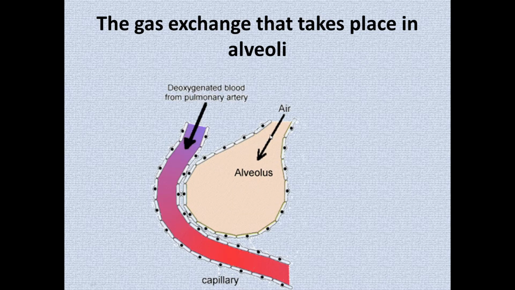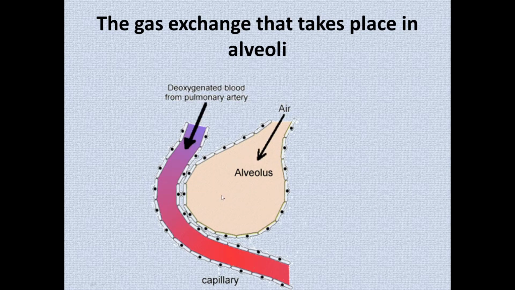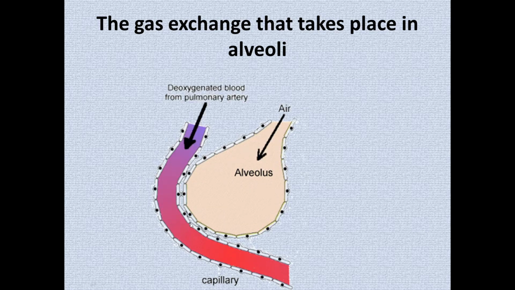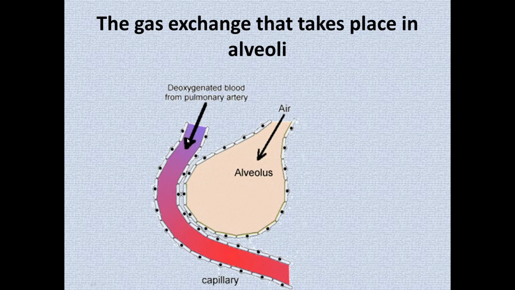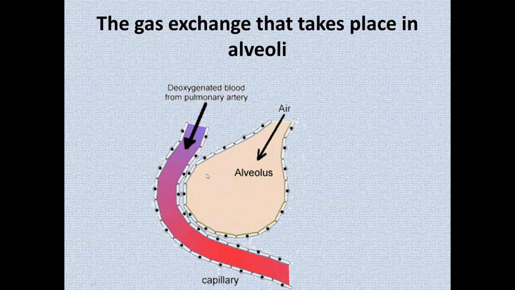Once you inhale air and the alveolus is filled with gases, the oxygen in the alveolus diffuses into the blood capillaries, and carbon dioxide in the blood capillaries diffuses into the alveoli. This is the exchange of gas.